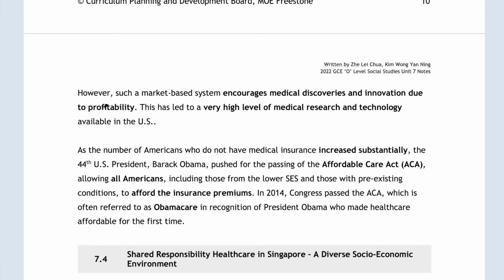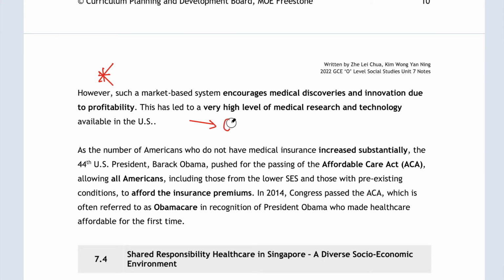Okay, but the one benefit of having such a market-based healthcare system is that it encourages medical discoveries. The more competition people have, the more likely they're going to come up with new things to keep up with the competition. And you can see this in the case of the COVID-19 vaccine.